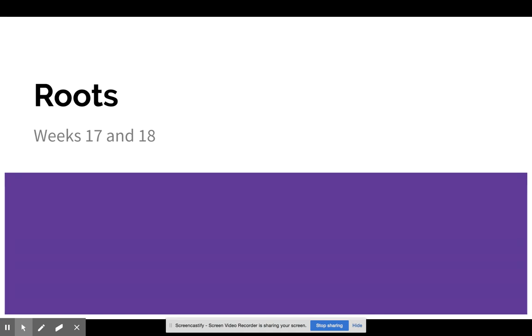And again, I know some of you don't have your notebooks, so just on a piece of paper somewhere, or just watch and listen. And you can go back and study them from here or make a Quizlet for flashcards, which we'll talk about later this week. So this is roots week 17 and 18, which means we're on our ninth set of roots.